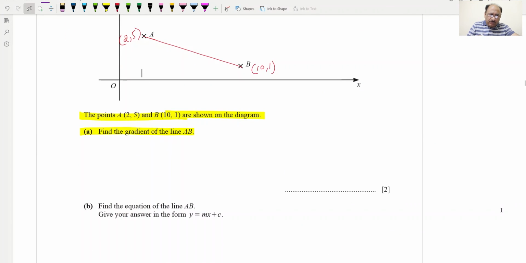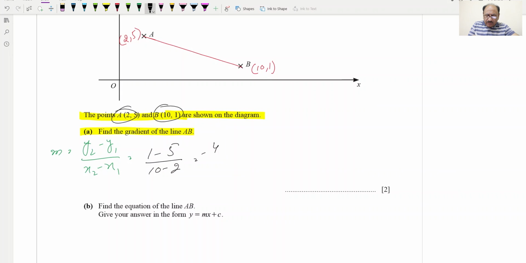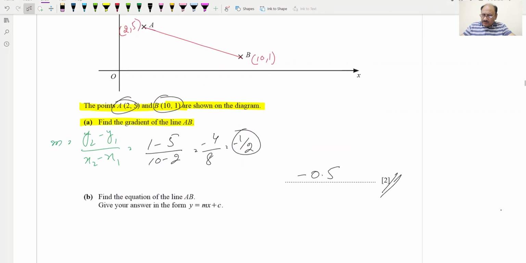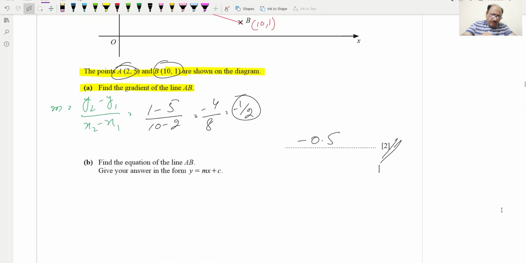The gradient formula we will be applying: m is equal to y2 minus y1 over x2 minus x1, change in y over change in x. Now we will be applying these 2 points. So y2 we can take, for example, 1 minus 5 over 10 minus 2, and this will be minus 4 over 8, which is equal to minus 1 by 2. So the gradient is minus 1 by 2, or we can write minus 0.5. Both answers will be correct. So this is a 2-mark question. Now for B part, they are saying find the equation of the line AB.